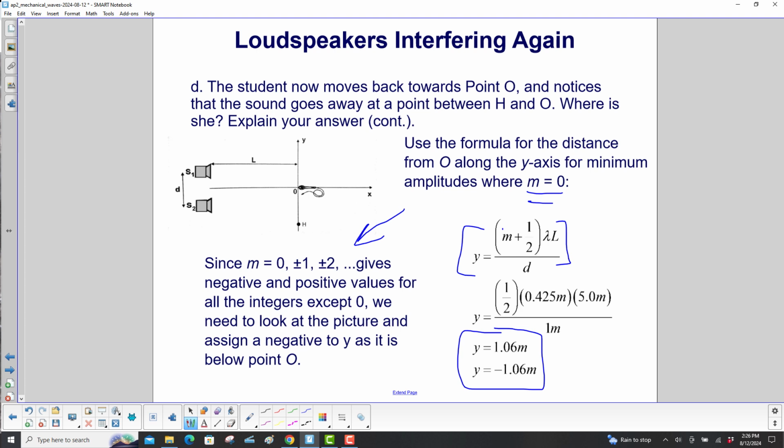Since m can equal 0, or plus or minus 1, plus or minus 2, plus or minus 3, etc., that gives negative and positive values for all the integers, right? You have a plus or minus 1 here, plus or minus 2, except 0. So we need to look at the picture and assign a negative to y as it is below 0. So you're going to be right over here at y is negative 1.06 for your first minima, and then on the other side, your first minima would be y equals plus 1.06 meters.